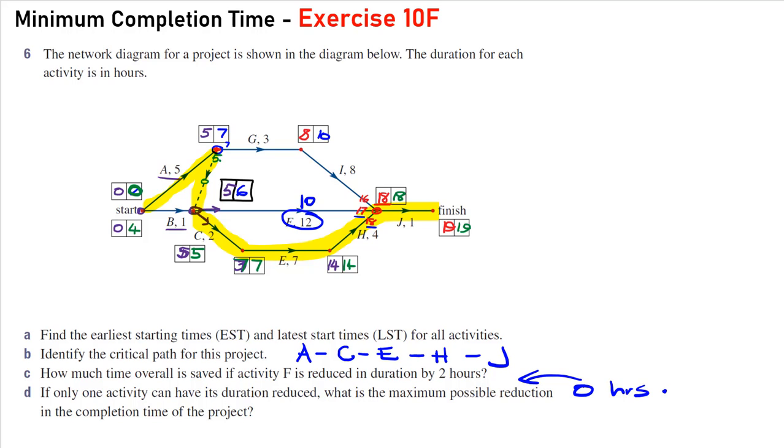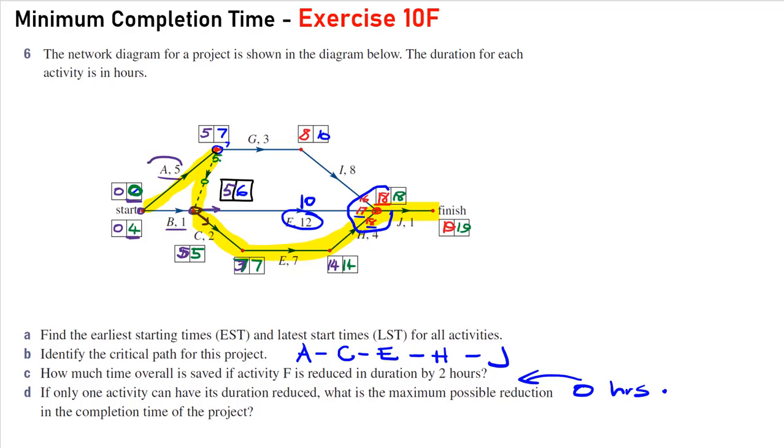Part D, if only one activity can have its duration reduced, what is the maximum possible reduction in the completion time of the project? So that's a pretty challenging question, this one, but we have to look at this junction here. Actually, let's look at this junction back here. It's the difference between these two is the most time we can save. So we have to start this one at 0, this one at 4, which means we can sit around before starting B. If there's a team doing B, they can sit around for 4 hours before they have to start.